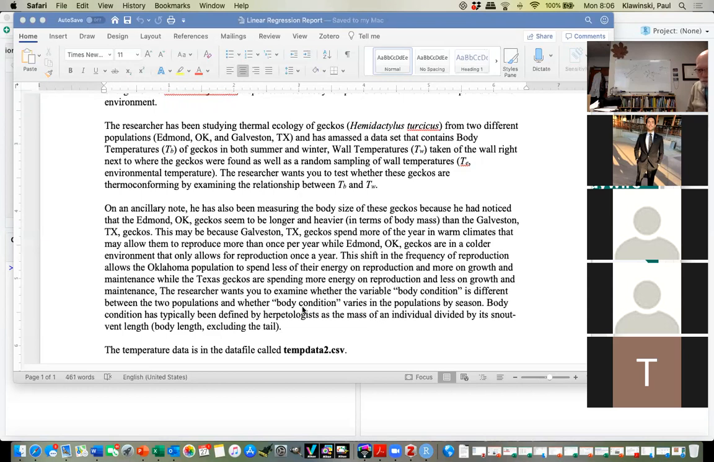Wait, what was the SVL? Snout vent length, the distance between the nose and the base of the tail. Okay, so it's mass divided by length. So think of BMI in humans. When you calculate your BMI, which is a measure of how overweight you are or not, it's basically a measure of your total mass divided by your linear length. The heavier you are per unit length, the larger your body mass index gets. So a similar thing is going on here.